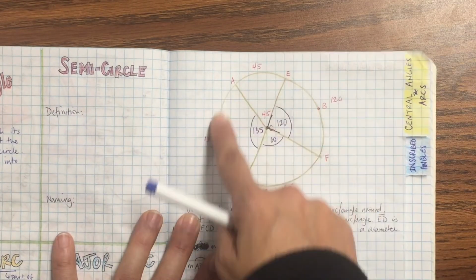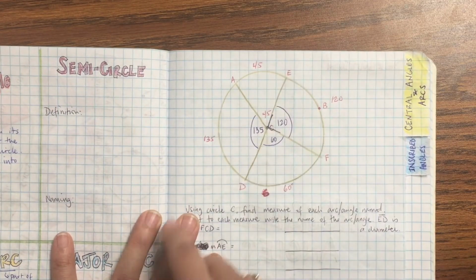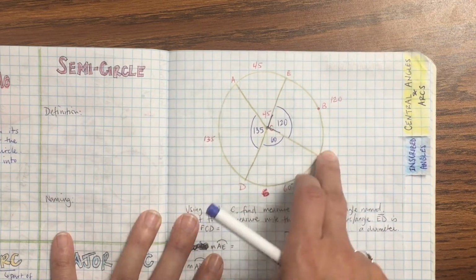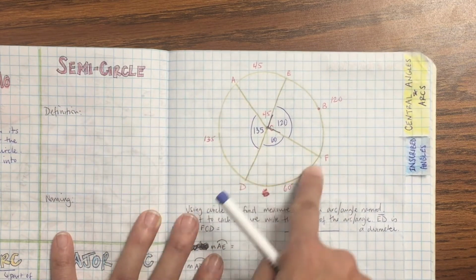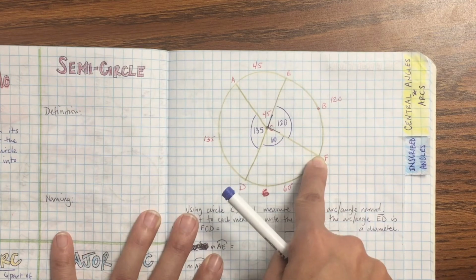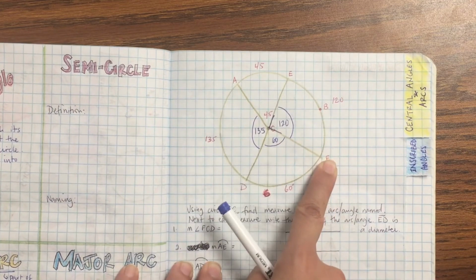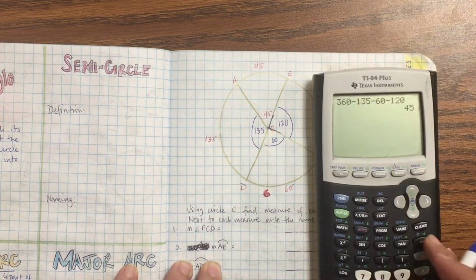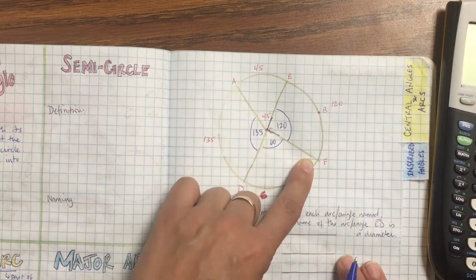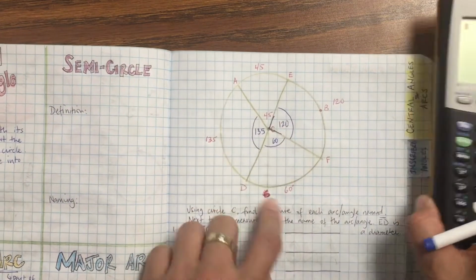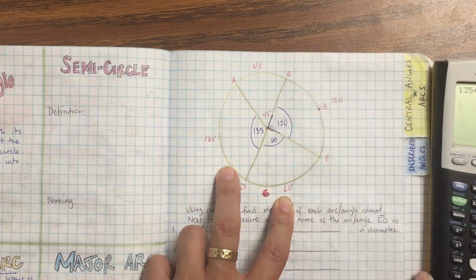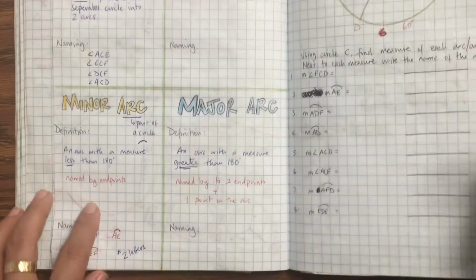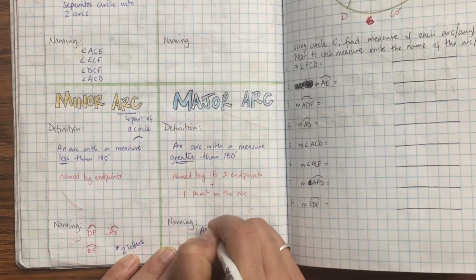Alright, so let's see one that's bigger than 180. Let's go from A all the way to F. Now, because you can go 2 ways, you have to say 3 letters so that you can tell me which way to go. So I really want to go A, D, F, because I want to do that 135 plus 60, which is bigger than 180. So a major arc will be ADF.